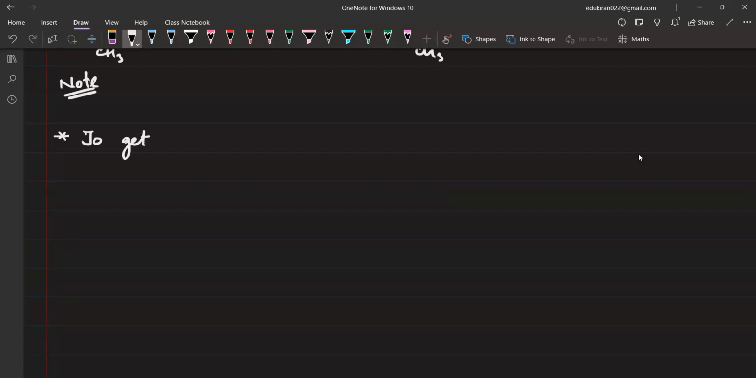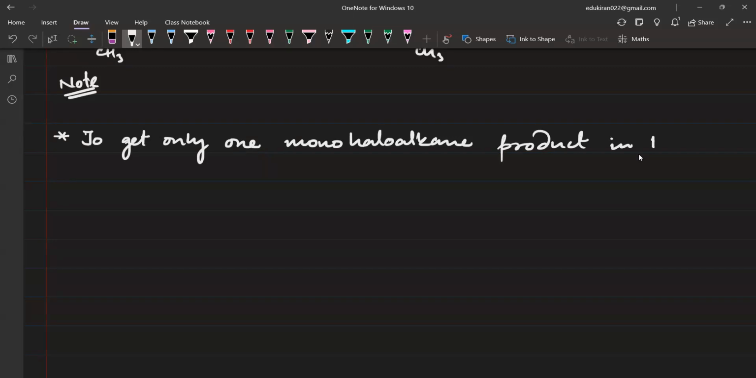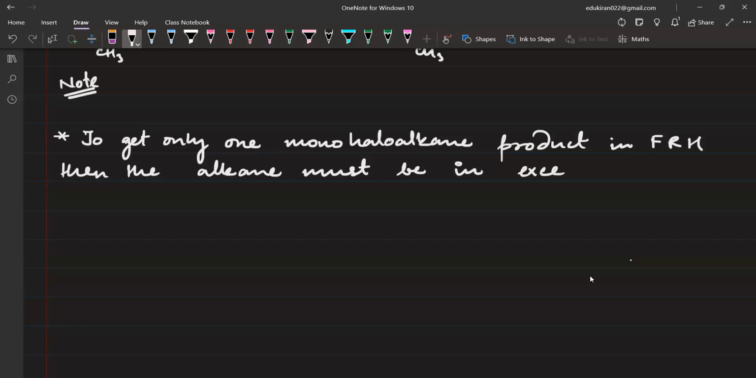Click it to get only one monohaloalkane product in free radical halogenation, then the alkane must be in excess. Okay, pay attention guys, what is the meaning?